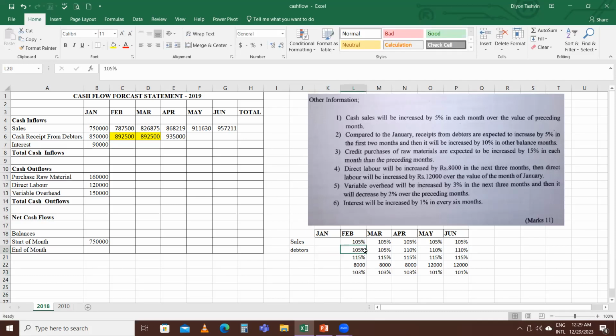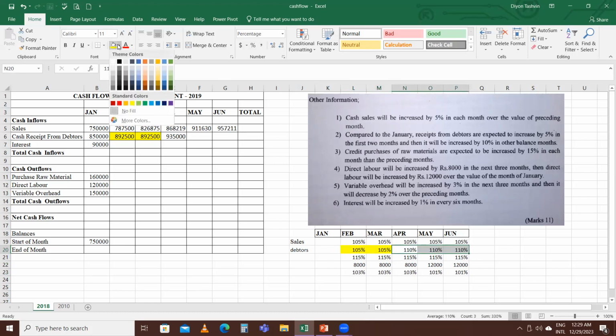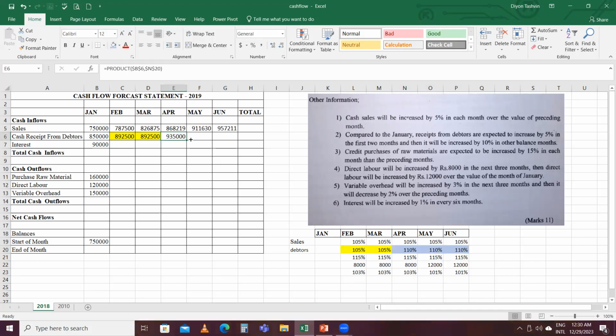So you can see in the first 2 months, it's same. Then after that, it's differ. Now next one.